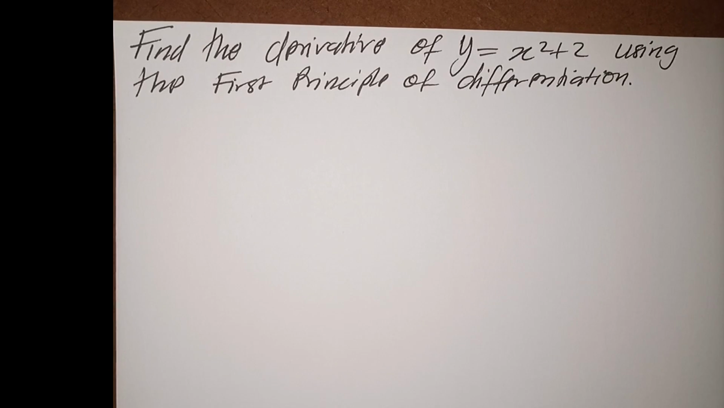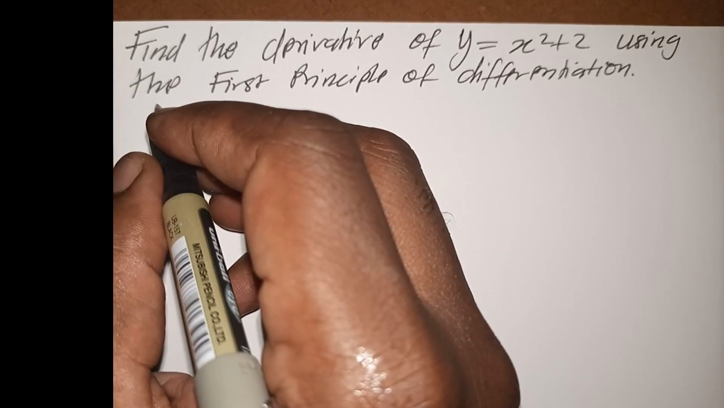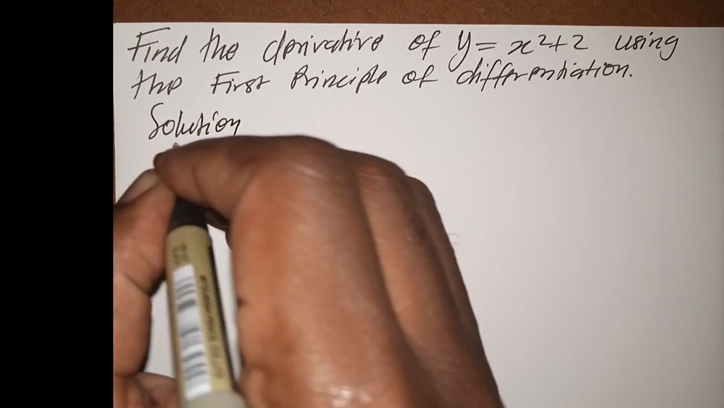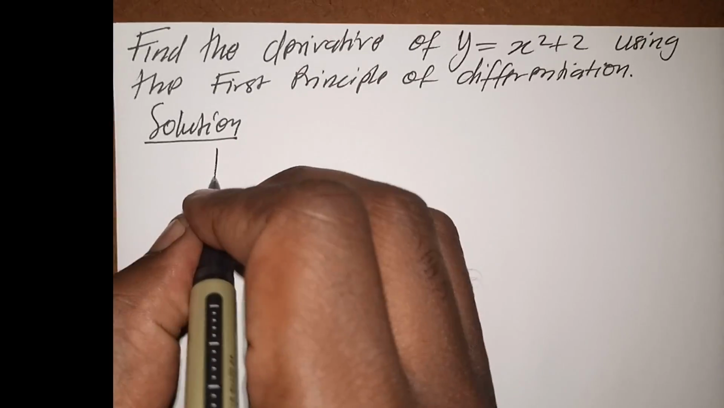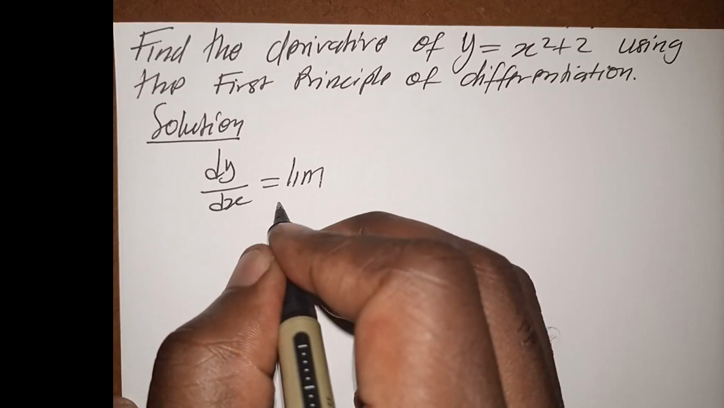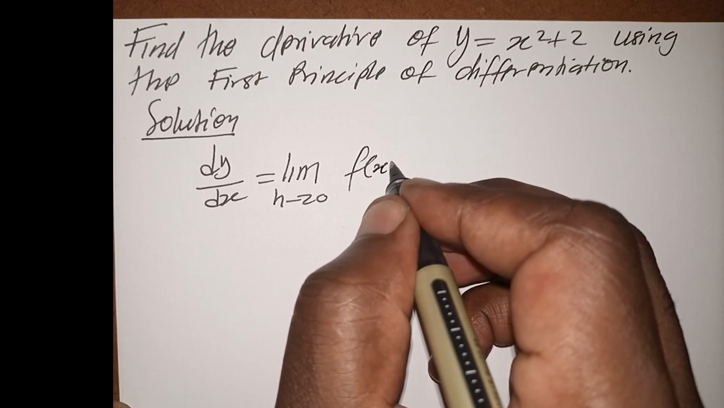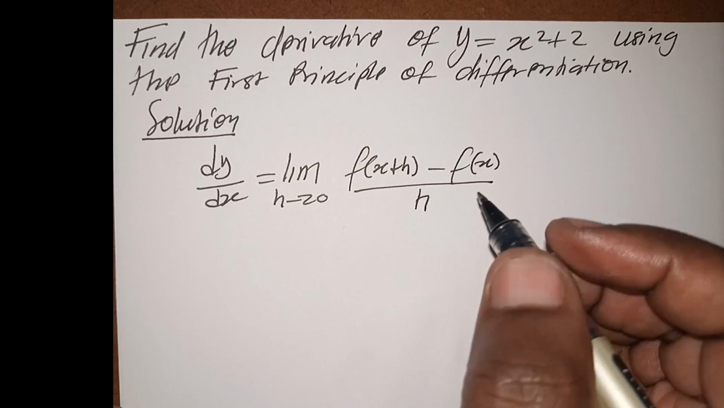All right, so the question is saying find the derivative of y equals x squared plus 2 using the first principle of differentiation. So write solution. The first principle of differentiation is defined by the following equation: dy over dx equals the limit as h goes to 0 of f of x plus h minus f of x, over h.